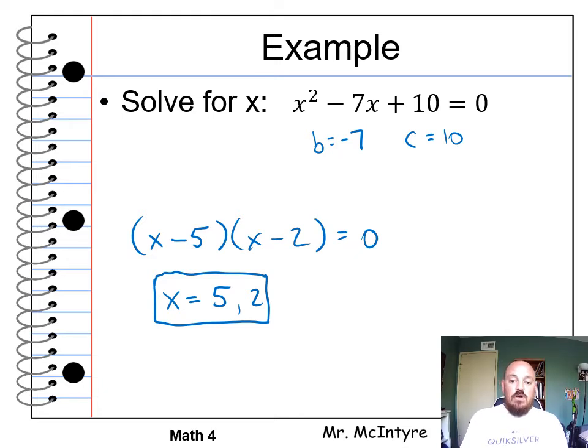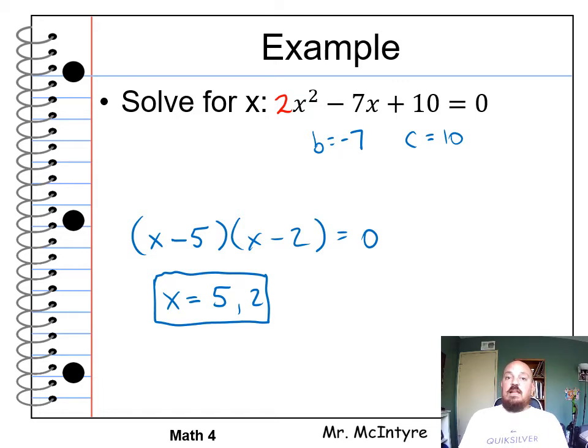Number 1, that process, that trick, doesn't work if there's a number in front of x squared. If this had been 2x squared minus 7x plus 10, it's a totally different question and you can't solve it that way. You can still do it by factoring, but it's much harder.